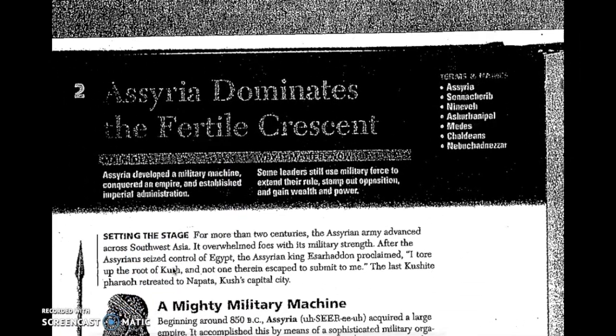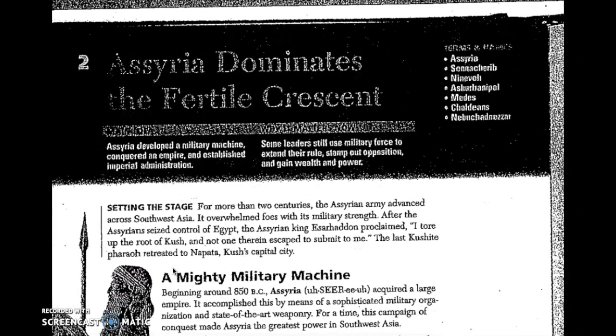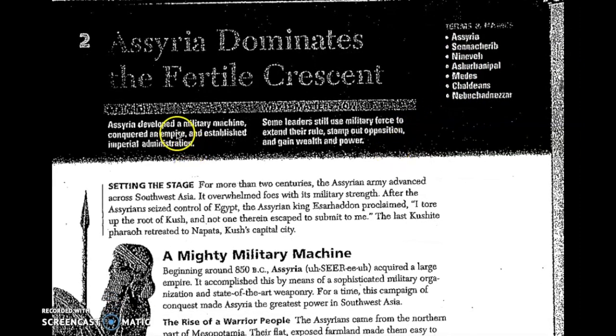Your title is Assyria Dominates the Fertile Crescent. Terms to know: Assyria, Sennacherib, Nineveh, Assurbanipal, Medes, Chaldeans, Nebuchadnezzar. Assyrians developed a military machine, conquered an empire, and established imperial administration. Some leaders still use military force to extend their rule, stamp out opposition, and gain wealth and power.